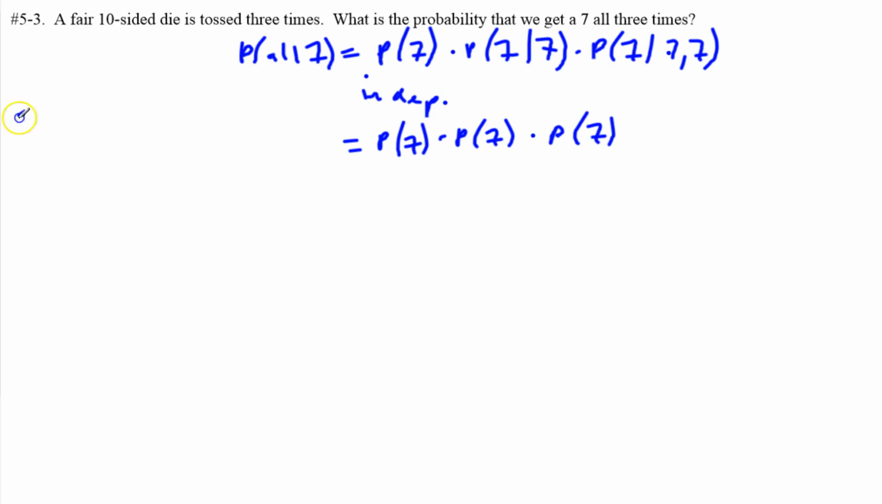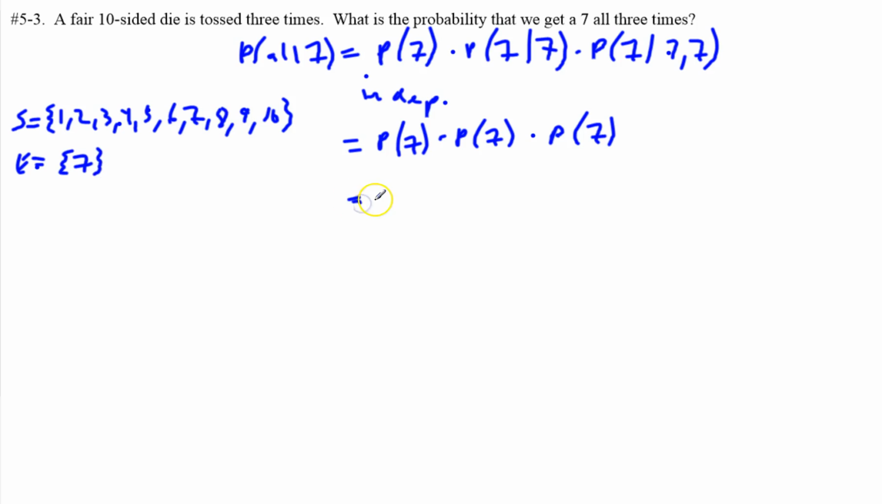So for the die, we have a sample space of all the possible results we could get, which would be we could roll a 1, a 2, a 3, a 4, a 5, 6, 7, 8, 9, and 10. And then the event would be specifically that we got a 7 only. Right, so that means that for each of these probabilities, we're taking out of 10 in the sample space, 10 possible outcomes. Only one of them is a 7, so the probability is 1 out of 10 of getting a 7.